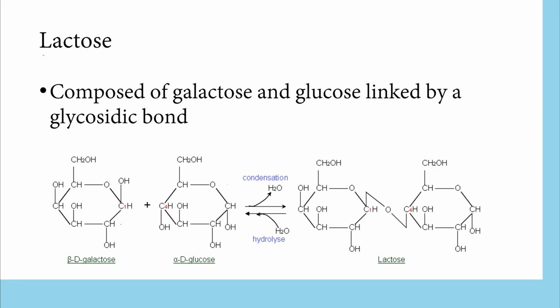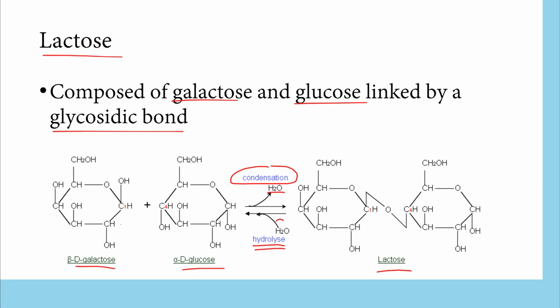Let's talk about lactose. Lactose is an example of a disaccharide. It's composed of galactose and glucose linked together by a glycosidic bond. Here you see that for galactose and glucose to link together, that has to happen via a condensation reaction, where there is a loss of a water molecule, forming lactose. For lactose to be broken down, that occurs via a hydrolysis reaction, and that requires a water molecule to join in and break the lactose into glucose and galactose.